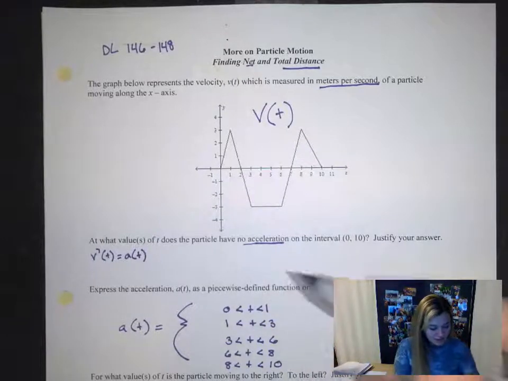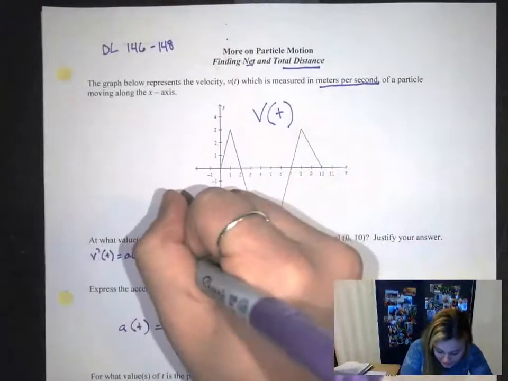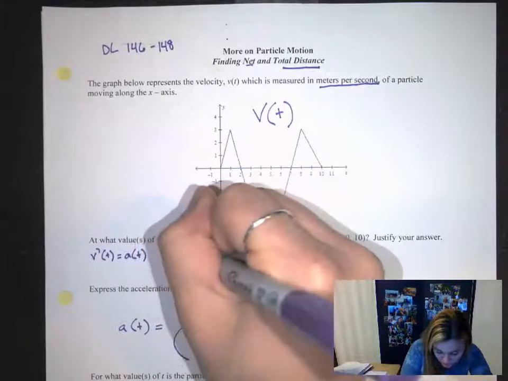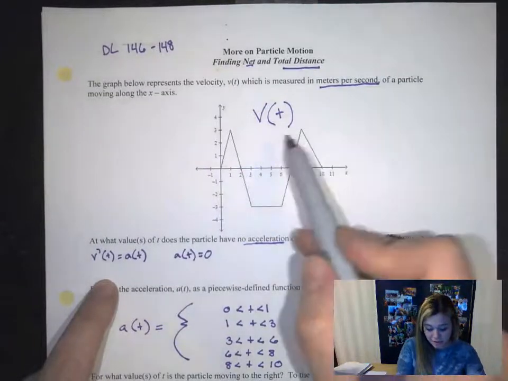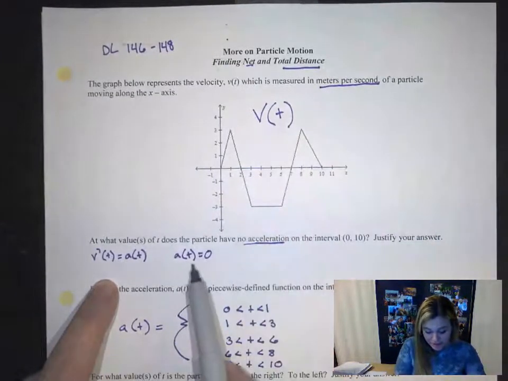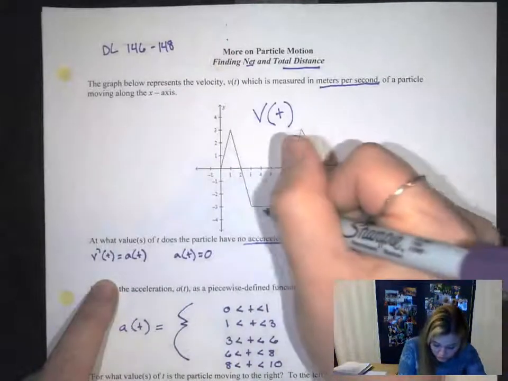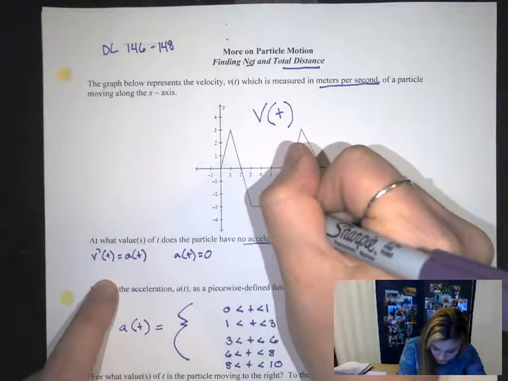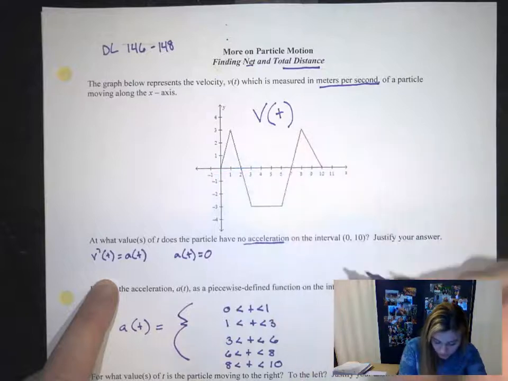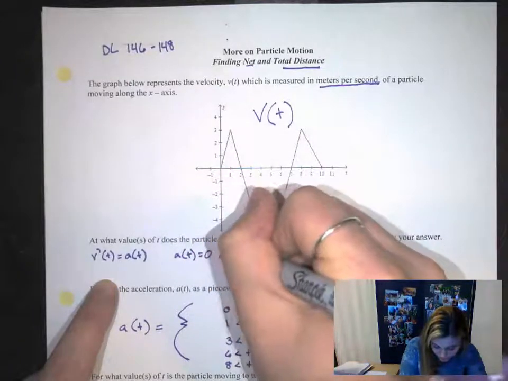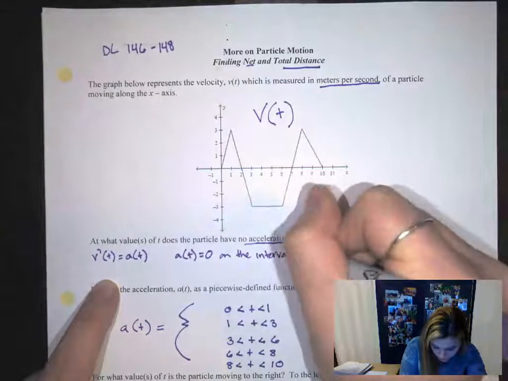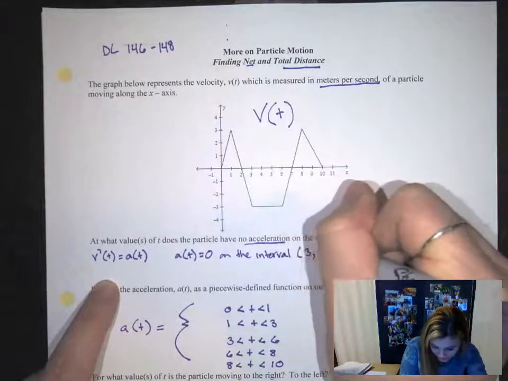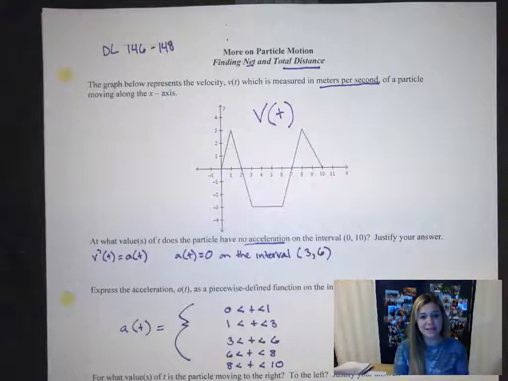No acceleration. So what about the times when acceleration is equal to 0? That means v prime of t would be equal to 0. V prime of t is the slope of v of t. And if I look up here, a of t is equal to 0, the slope is 0, from here to here. So on this interval, 3 to 6, because that's where the slope of the tangent is 0.